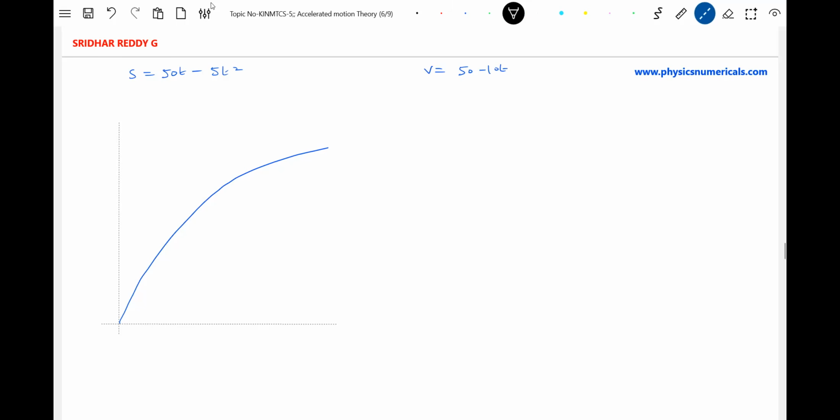And similarly, the velocity versus time graph. Okay, if this is the 50, put t equal to 5 seconds. This will be t. This will be the VT graph, velocity versus time. This is a position versus time graph, position and this is time.